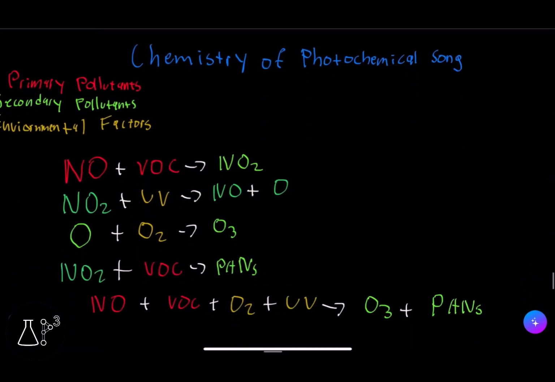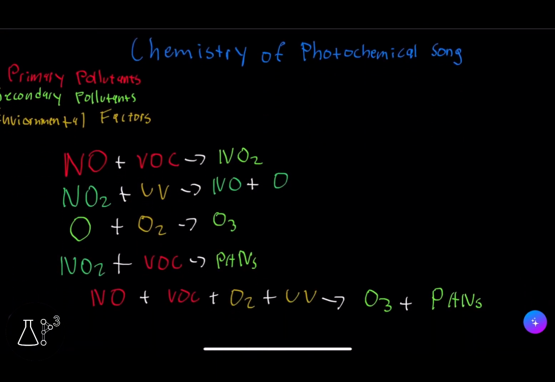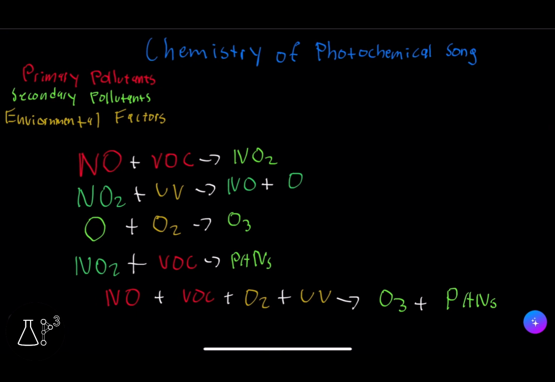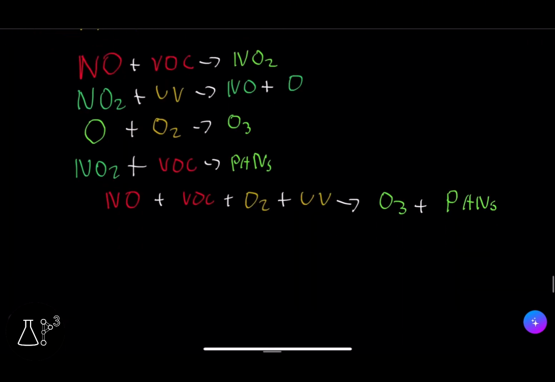So we're going to talk a little bit about the chemistry of photochemical smog. What I have in red are the primary pollutants. What's in green is secondary pollutants, and what's in orange or yellow is the environmental factors. Basically, what we need to know is that NO and VOCs combined with O2 and UV make O3 and PANs. That's what we basically need to know. I wrote the chemical formula, like the process, but what's at the bottom is basically the summary of the whole thing, which is the most important part.